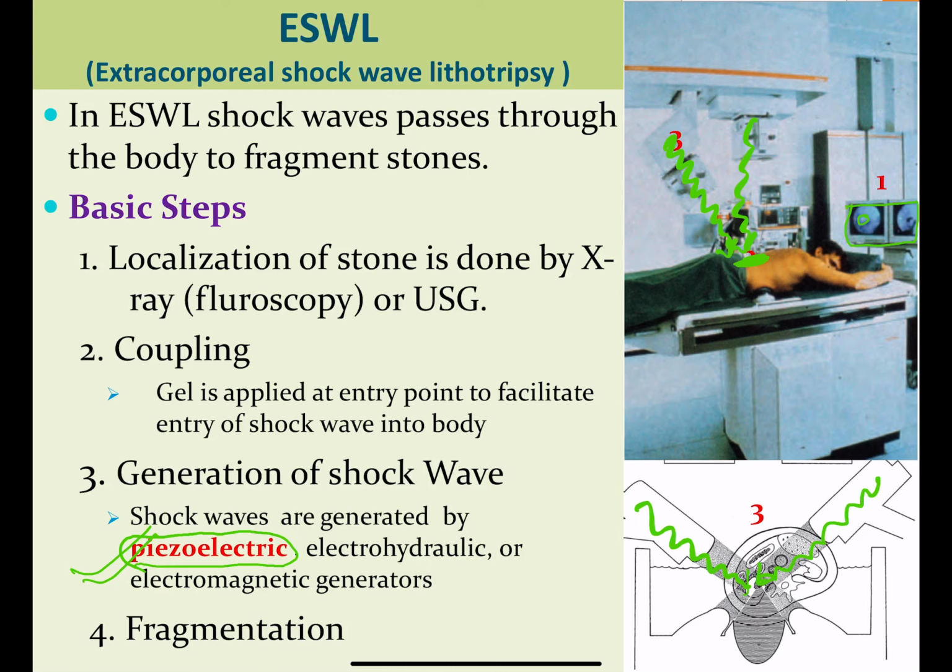So the first step is to localize the stone by fluoroscopy or ultrasonogram. After localization, we apply the ultrasono gel. This technique is known as the coupling technique. Coupling means to apply the gel at the entry point, and the shock wave that is produced by the machine, usually piezoelectric nowadays, passes through the body and fragments the stone. After fragmentation, the stone will go down by itself. We don't use any other technique. Sometimes we use medication to help, but mostly the stone goes by itself.